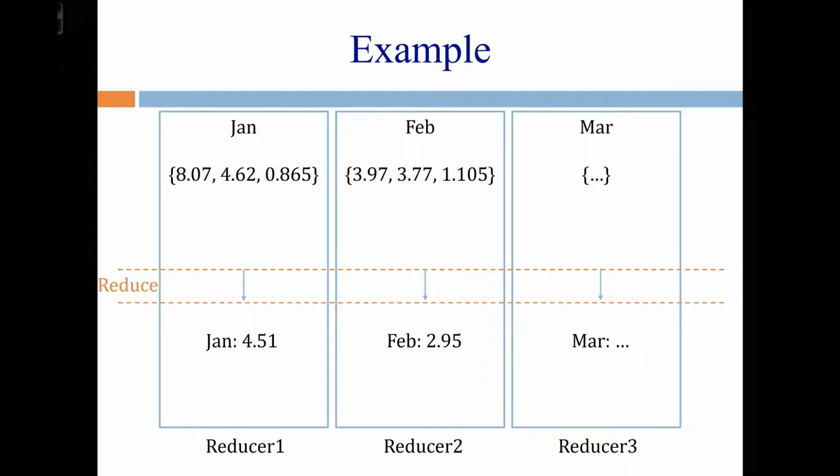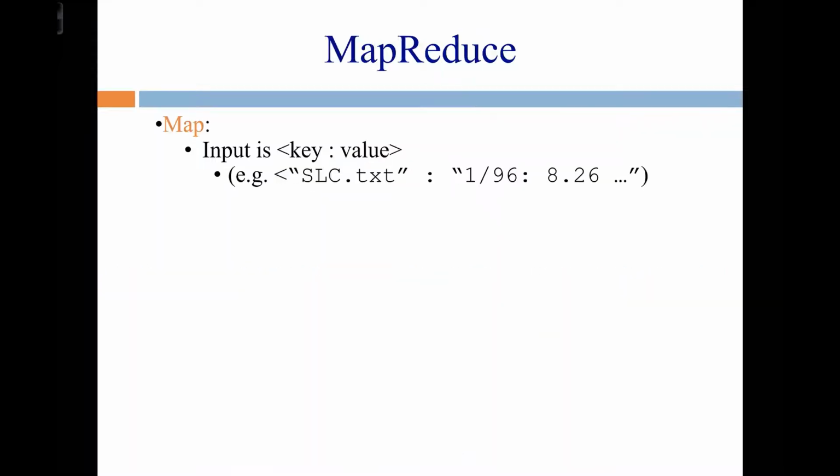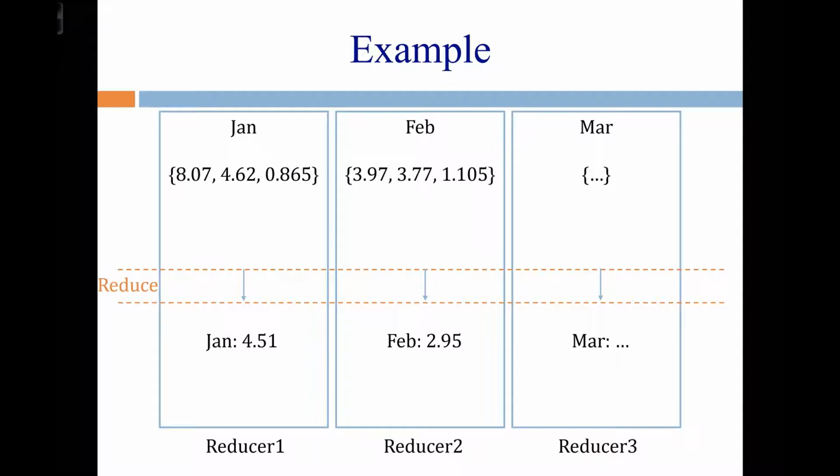Then that becomes the input to the reduce phase. So now we only have 12 reducers, one for each month. Each reducer gets a giant list of averages corresponding to its own month, and it applies some function, which again is just an average.